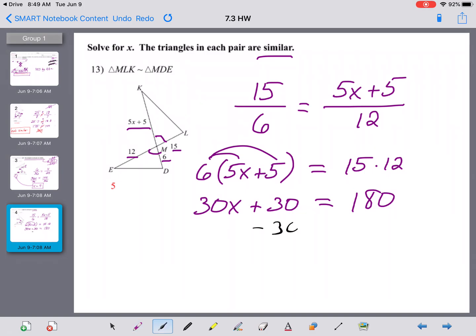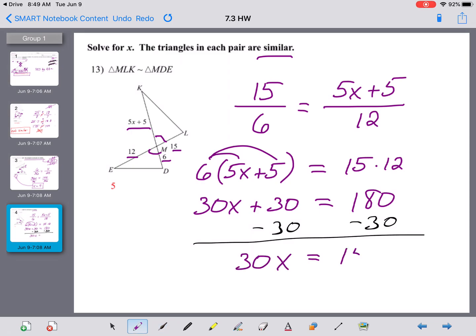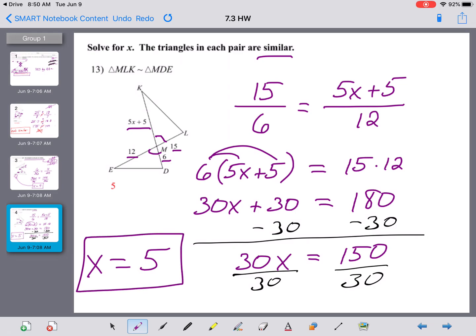Okay, two steps, and I think we got it, guys. We're going to subtract 30 from both sides, and that is going to get us 30x equal to 150. And the last thing we need to do is divide both sides by 30. That all cancels out, and sure enough, we're going to get the correct answer here, that x is equal to 5. Okay, so that covers number 13.